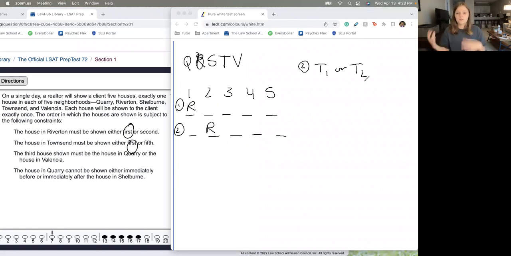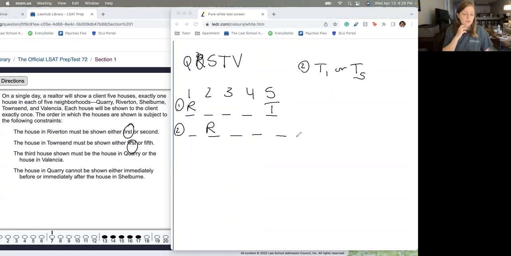T is either 1 or 2, or sorry, T is either 1 or 5. I can look at my first world and go, R is taking up my first spot, which means that, oh, why did I say 2? It's in the 5th. I'm thinking of the first rule. I can look at that first world and just go, okay, well, T's got to go 5th. If R is taking up my first spot, T has to take up my 5th spot.